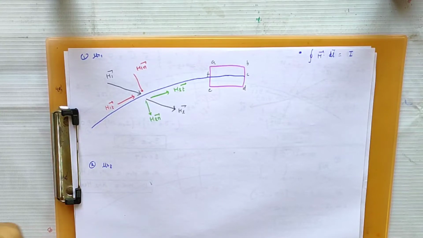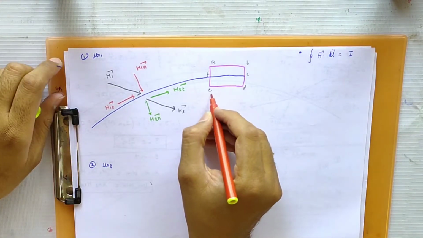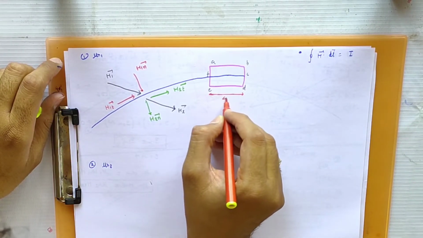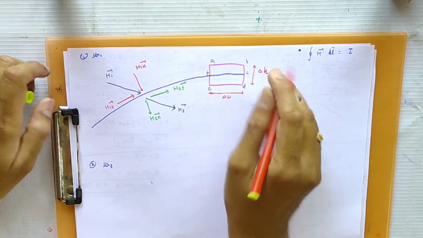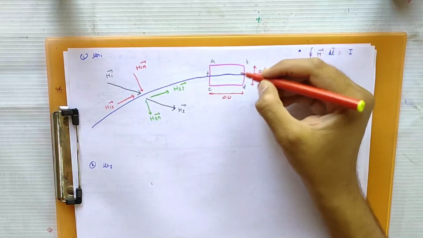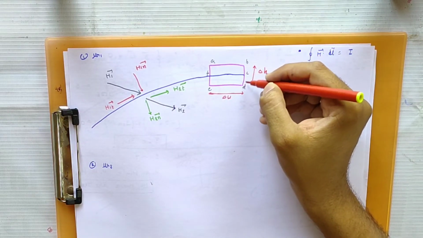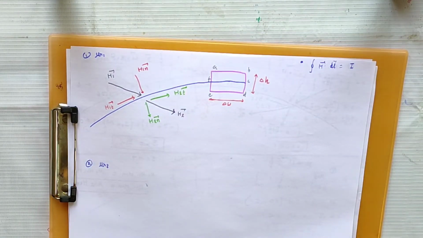Width and height. So this one is the width of the loop, delta W. This one is the height of the loop, delta H. This is delta H by 2, and this one is also delta H by 2. So the total height is delta H.